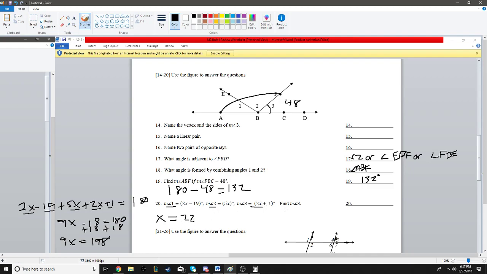But it didn't ask for x, it said find the measure of angle 3. So you got to plug it back in. 2 times 22 plus 1. And that's 44 plus 1 for a grand total of 45 degrees.